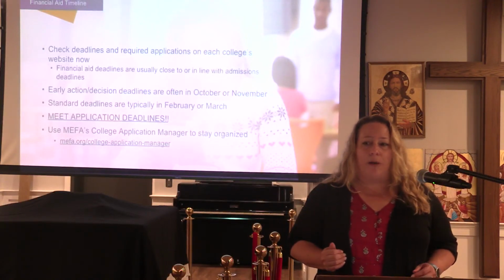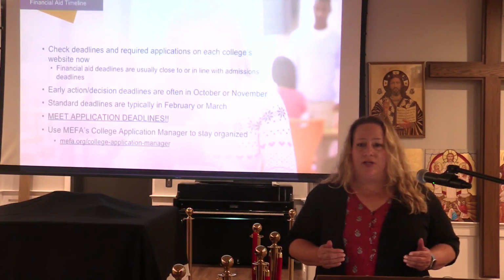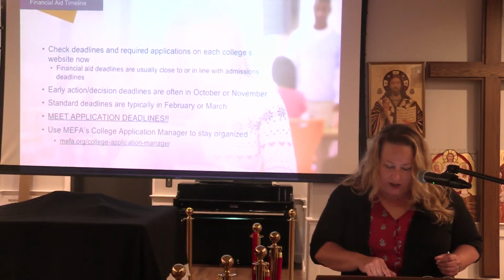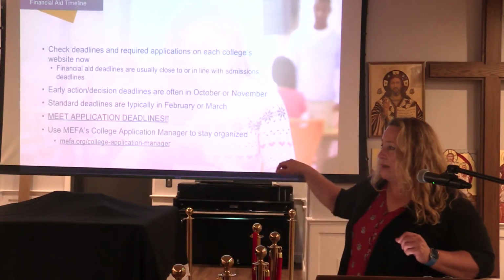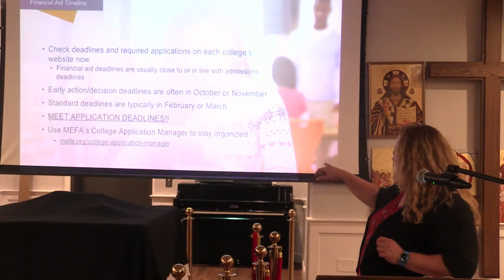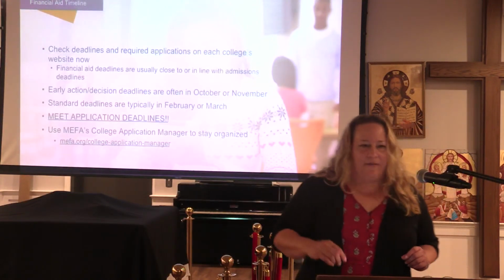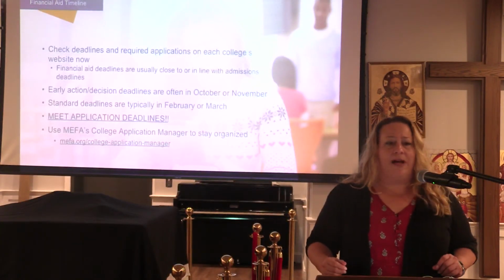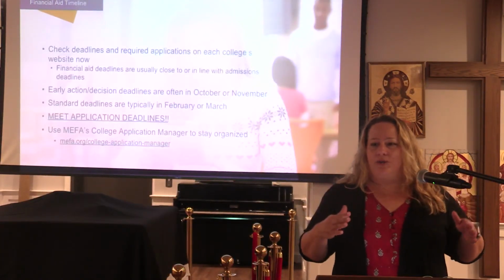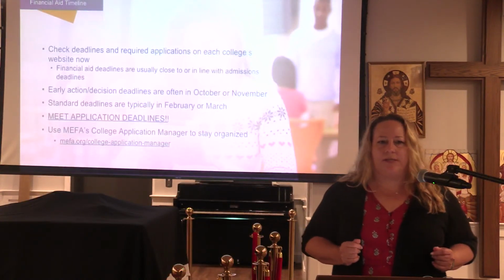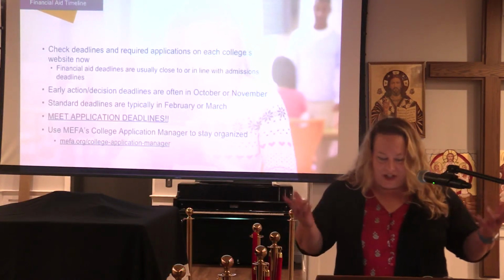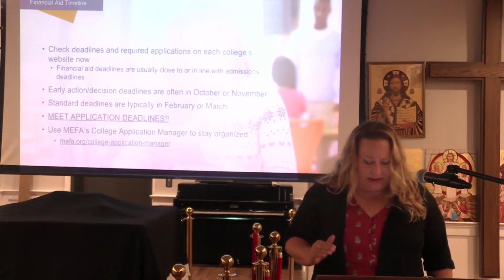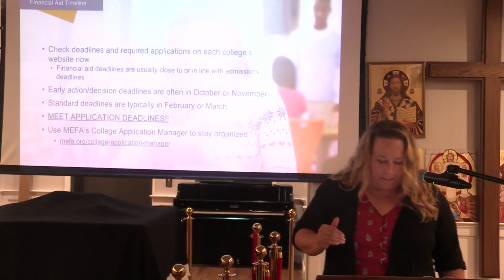Go on every college's website that the student's applying to. Students, you can do this research. We have a college application manager. You can see the last bullet. I don't know if you can read that from here, but even if you just put it in the search on MEFA's website, you'll find it, and that's how you can use that to track your applications. You can also create a spreadsheet, however you like to do it. But it's really important to meet those deadlines and stay on track, okay?